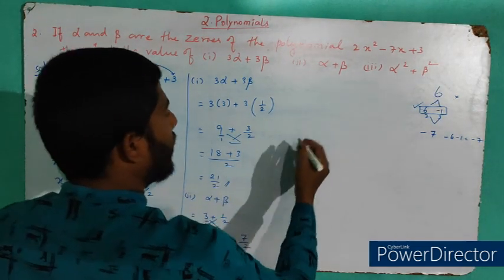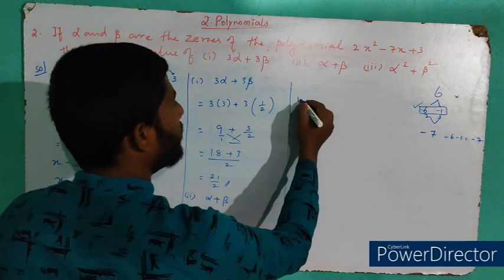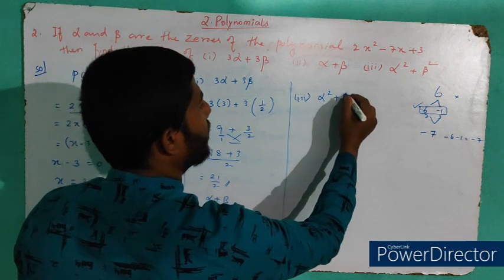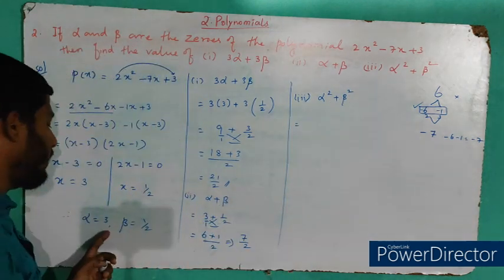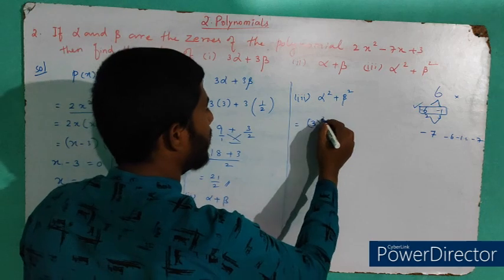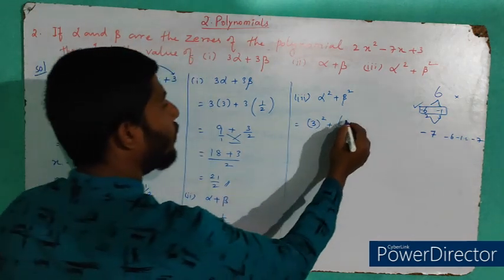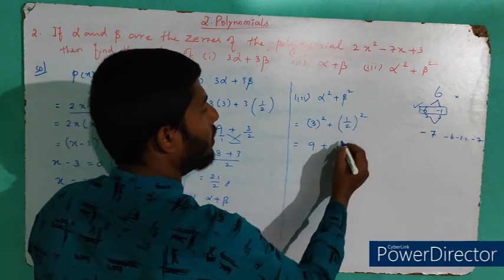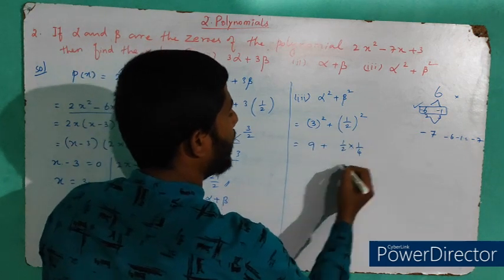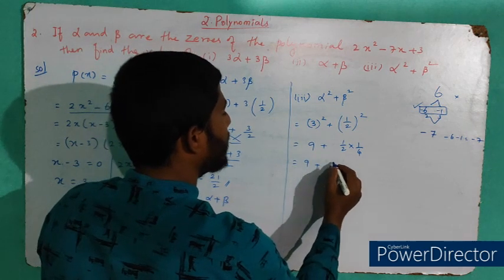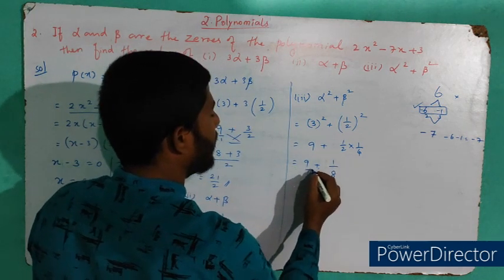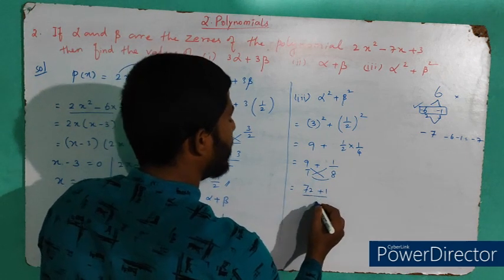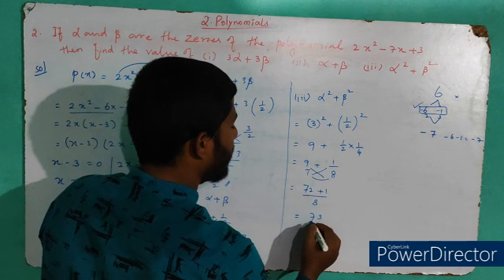Now let's see the last option we have here: alpha² + beta². So alpha value we have here is 3. Then 3² plus beta value we have (1/2)². So 3² is 9, and (1/2)² is 1/2 into 1/2. So 9 + 1/4. Take denominator 1 and cross multiply. So 72 + 1 over 8, which is 73/8.